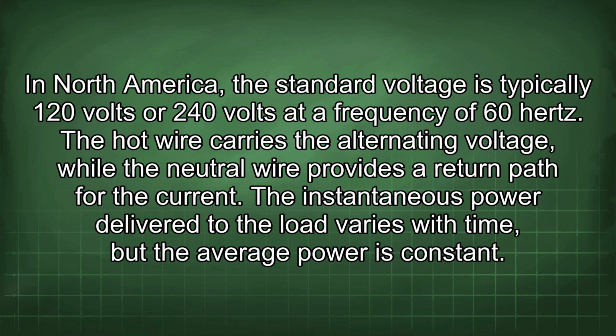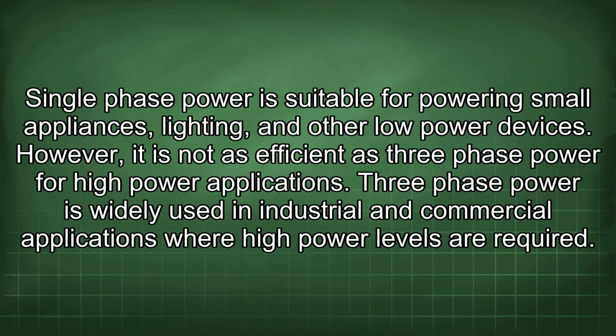The hot wire carries the alternating voltage, while the neutral wire provides a return path for the current. The instantaneous power delivered to the load varies with time, but the average power is constant. Single-phase power is suitable for powering small appliances, lighting, and other low-power devices. However, it is not as efficient as three-phase power for high-power applications.